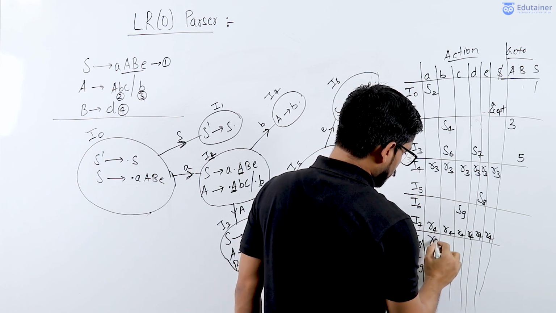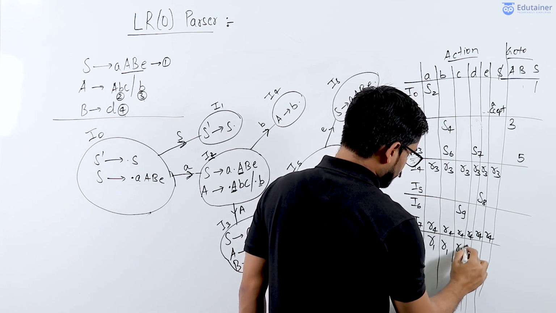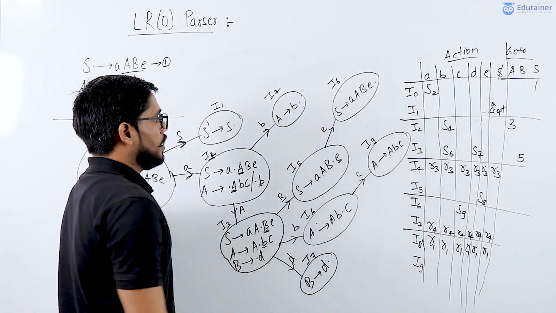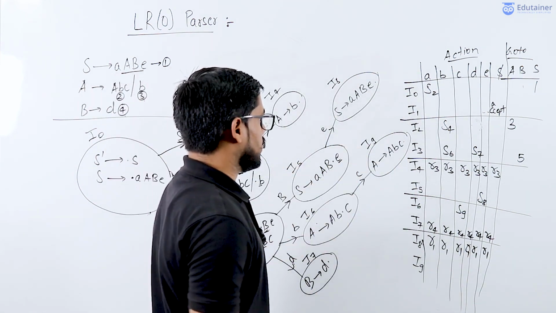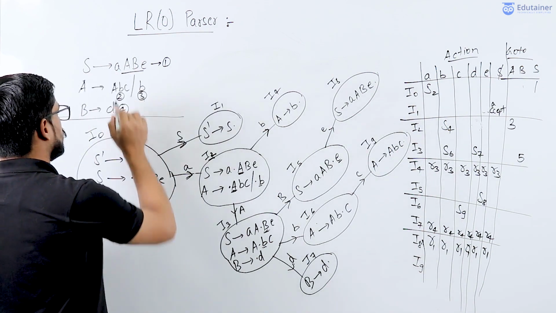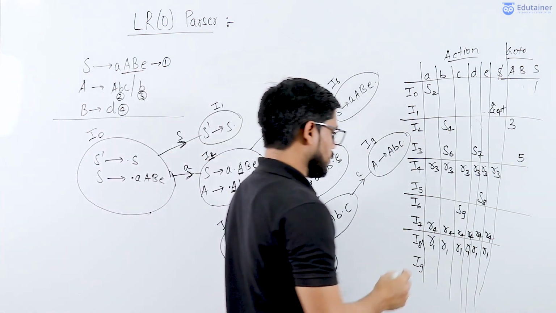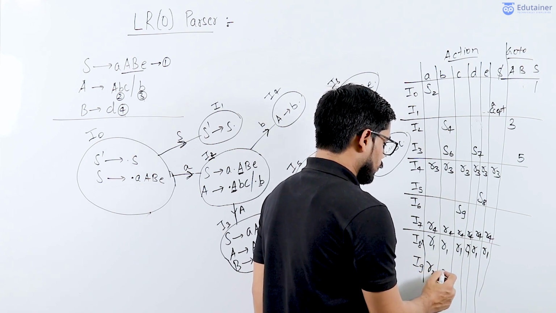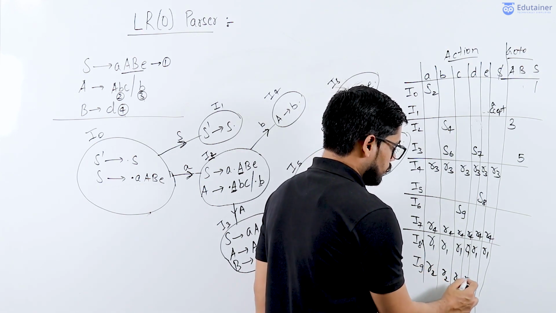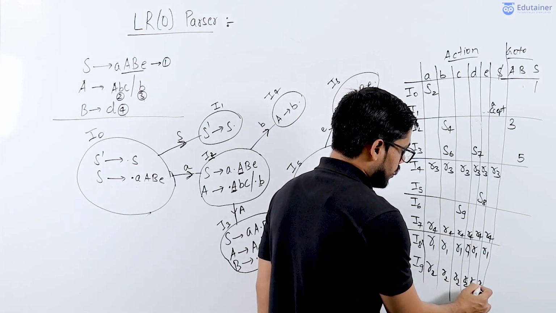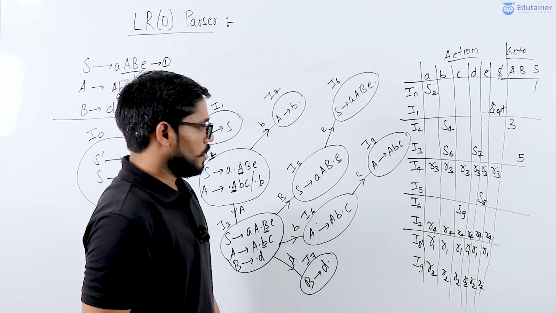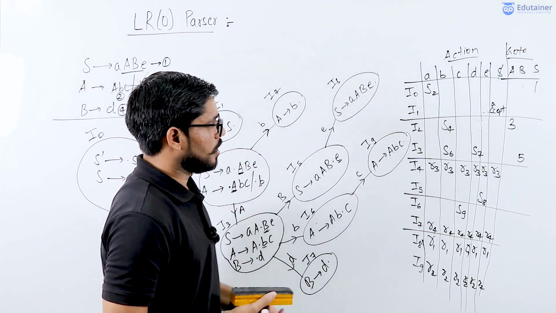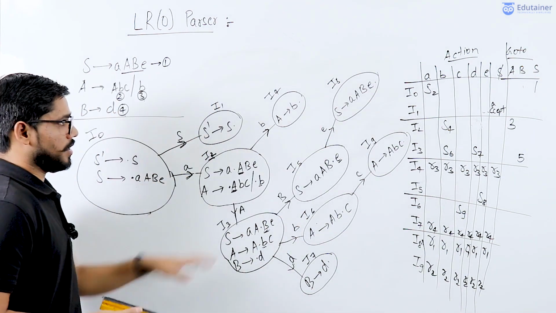So production number 1 is placed in the entire row of I8: R1, R1, R1, R1 and R1. And now the last state I9 is also a final item, which is production number 2. Production number 2 is placed in the entire row of state 9: R2, R2, R2, R2, R2 and R2. So that's how we construct the LR0 parsing table with the help of the canonical collection of LR0 items.